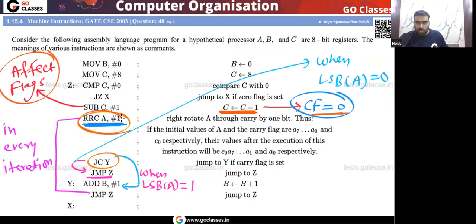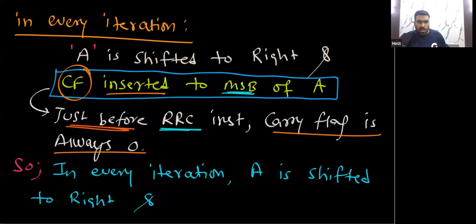Before you execute this right rotate A through carry instruction, the carry flag will always be 0. So I can say in every iteration, A is shifted to the right and zeros are inserted on the MSB. Okay, is this clear?